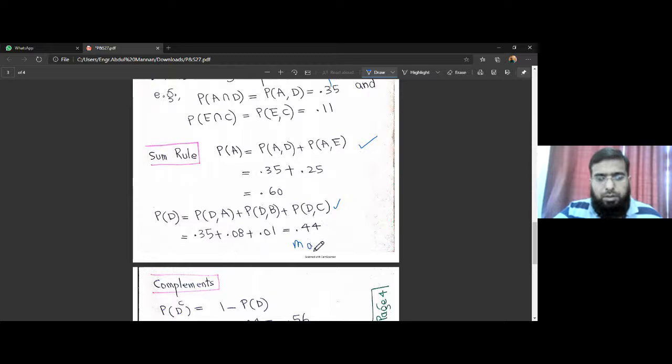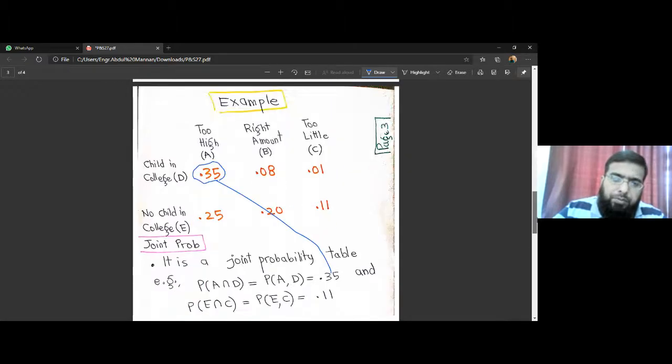I forgot to write it here, but now I am writing. These are marginal probabilities obtained by adding rows or columns. Marginal probabilities, probability of A. So in a similar way, we can compute probability of B. That would be the sum of these two terms. Probability of C, the sum of these two terms, and of course probability of E, the sum of these three terms found in the second row.